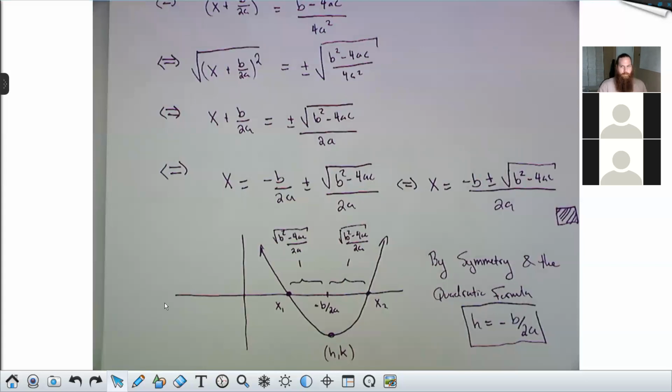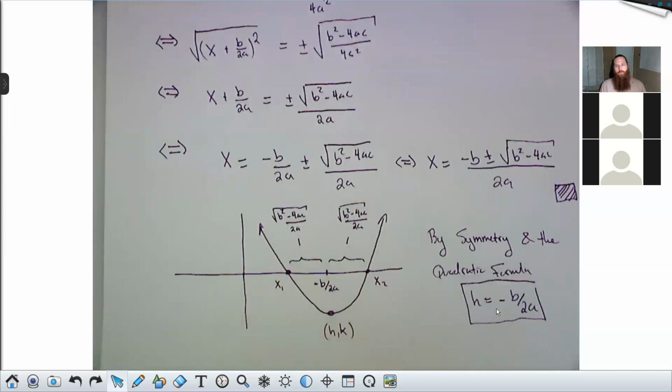Wait, I have a question. Is h equal negative b over 2a? Like, doesn't it have a specific name? Yeah, that's the x-coordinate of the vertex. Okay. That's h from the vertex formula. This vertex always has x-coordinate h equals negative b over 2a. And it is a direct consequence of this. That's kind of what I was trying to point out here.